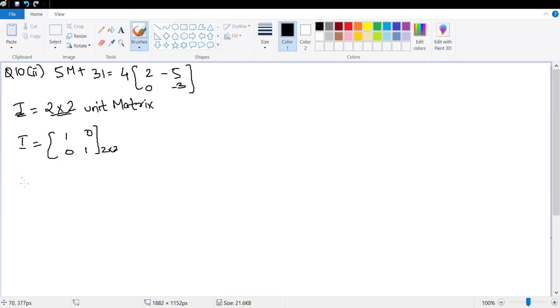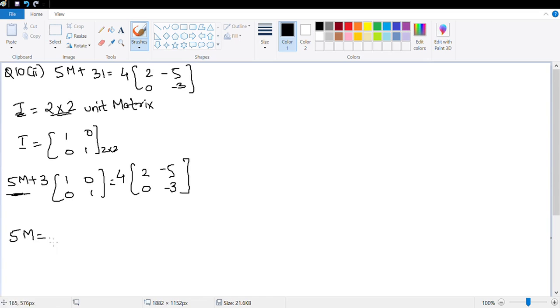So this is I. So I need to find m such that 5m plus 3, 1, 0, 0, 1 is equal to 4 times 2, 0, negative 5, negative 3. So this is what I need to calculate. Now let's keep this on one side, which is what we need to calculate, and take everything else on the other side. So 4, 2, 0, negative 5, negative 3. This was positive. When it goes on the other side, it becomes negative. Now let's multiply and subtract. We should get some answer.